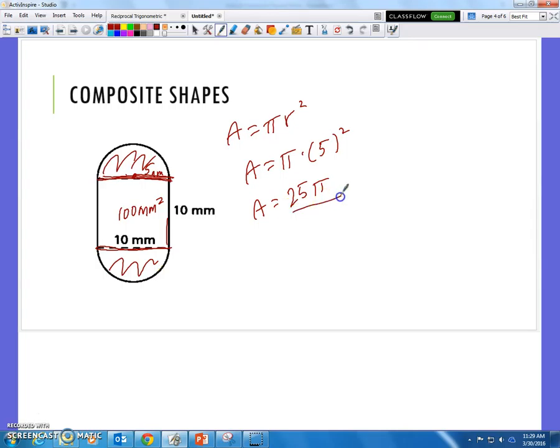So together, the area of the circle is 25 pi, and I also have the area of the rectangle in the middle. That is units millimeters squared. Now, if they asked you to write it to the nearest tenth or something like that, you would have to take 25 times 3.14, 78 point something probably, and add it to 100, and then you'd have your actual number. But for now, in terms of pi is just fine.